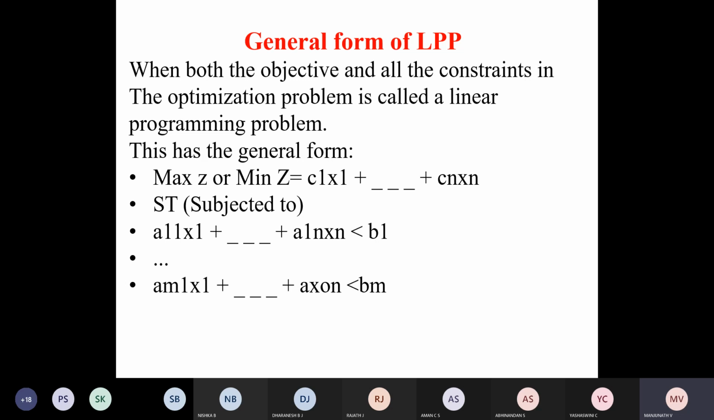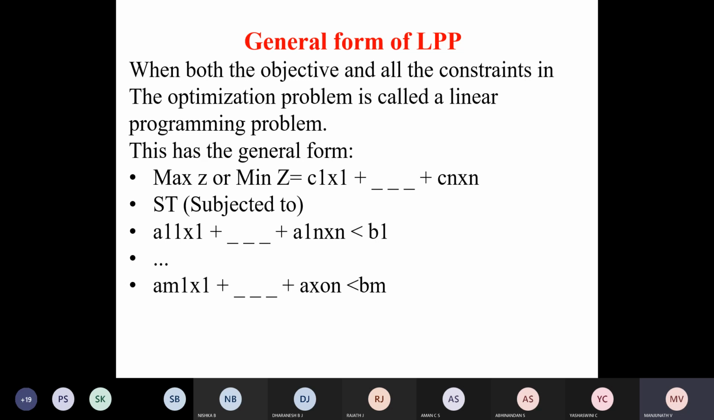Either you can write it as z maximum or z minimum is equal to C1 x1 plus C2 x2 plus C3 x3 plus, it continues, Cn xn. This is how you should write it.